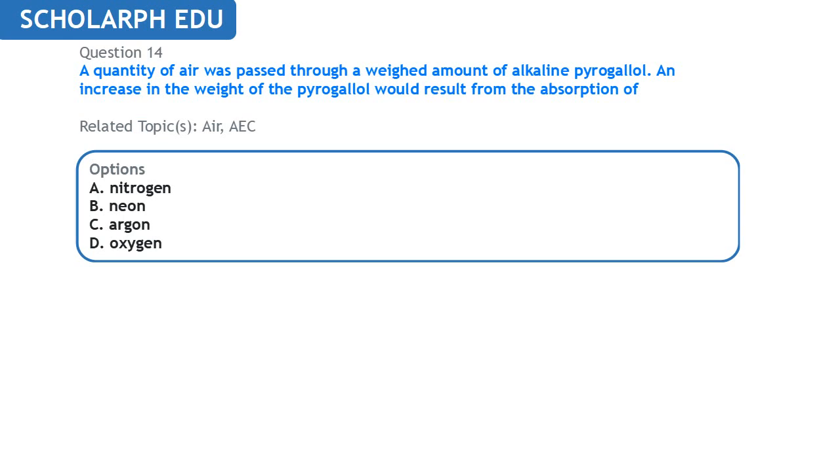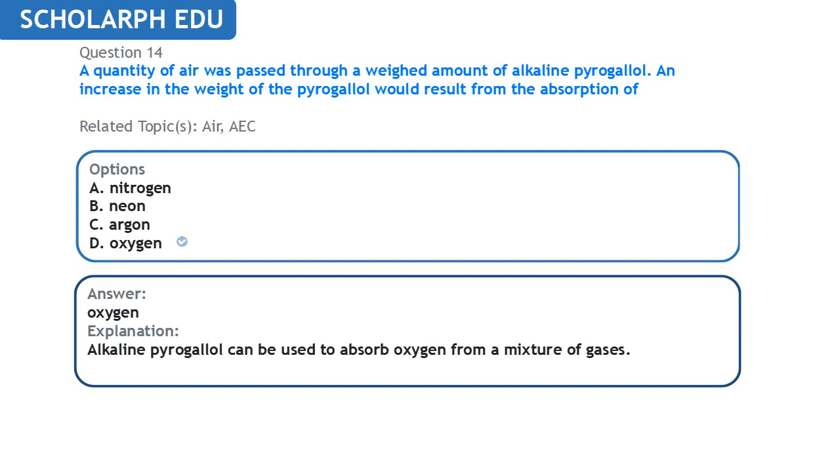Now, when you pass air through alkaline pyrogallol, the alkaline pyrogallol is going to absorb the oxygen in that mixture of gas. So the increase in the weight of the pyrogallol will be as a result of the oxygen that it has absorbed. That is what will account for the change in weight of the pyrogallol.